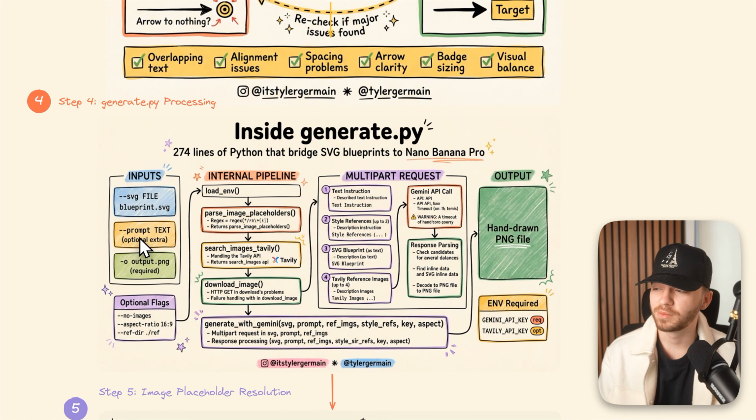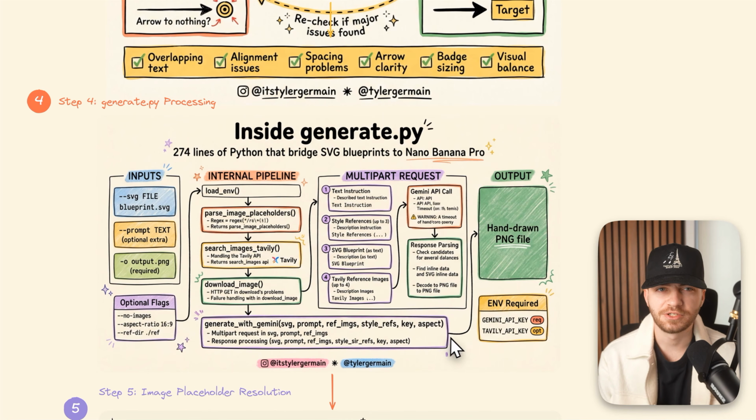We can add a prompt if we want, or we can output to a specific file. We can also choose to generate with no images whatsoever, so it won't use Tavily to find Google Images. We can set specific aspect ratios, and we can also set specific reference folders. The Python script will parse those image placeholders. It'll search for images using Tavily, download those images, and then construct the entire prompt to generate the diagram.